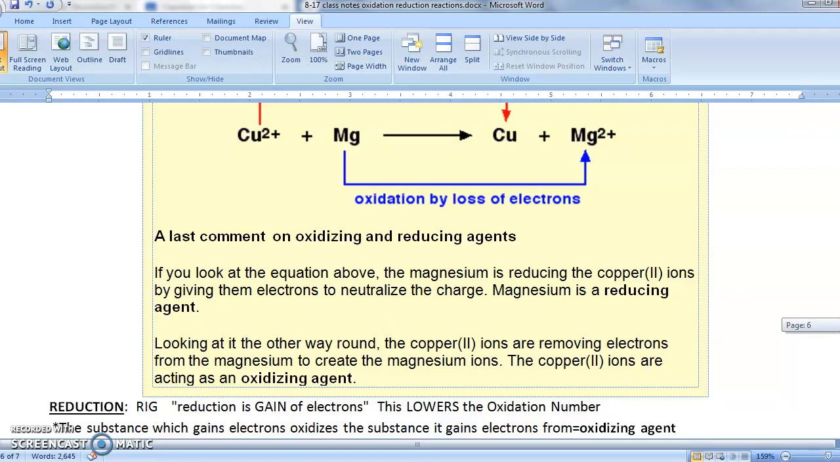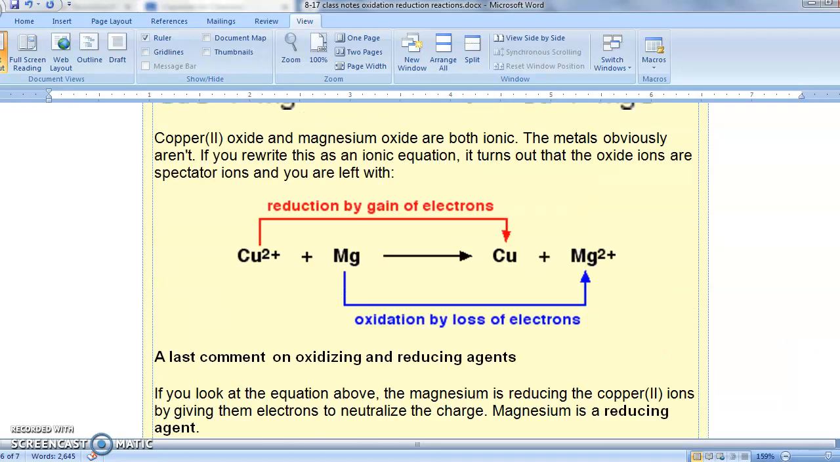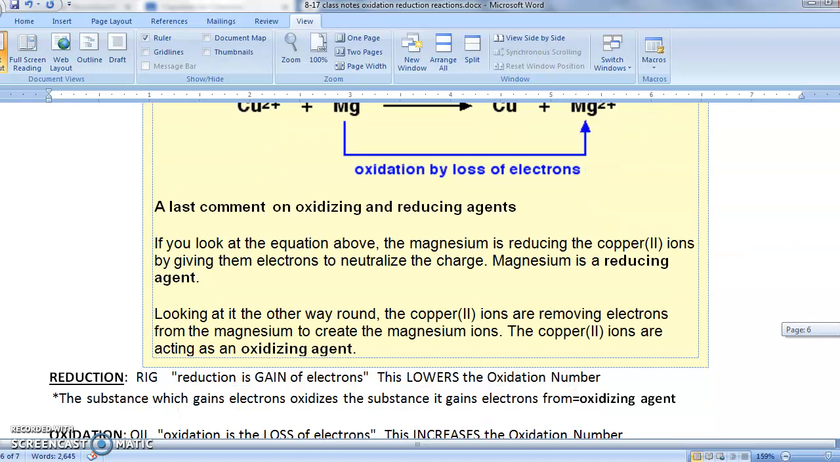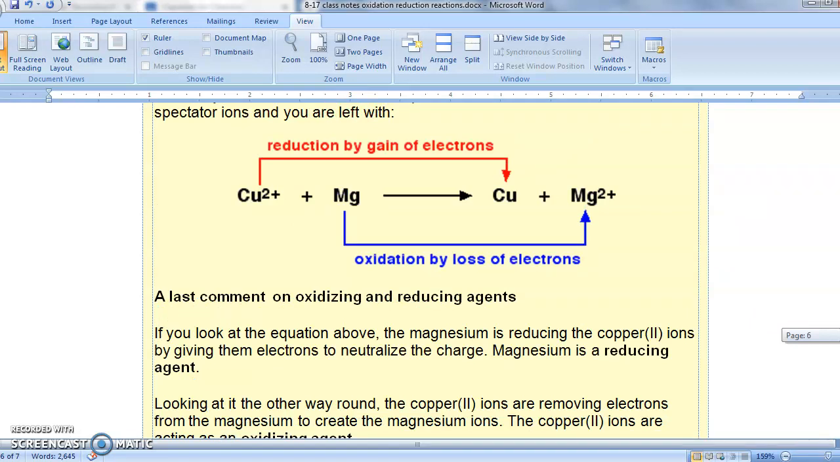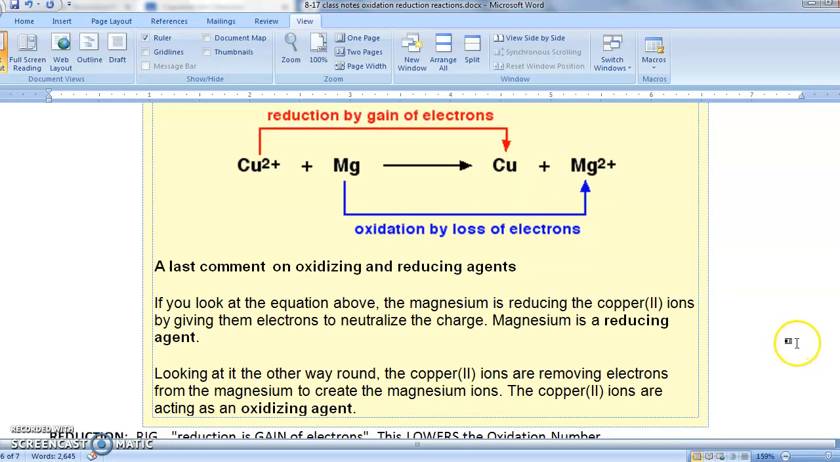So what about our agents there? Well, the copper ion itself was reduced. So copper must be the oxidizing agent. The copper ions are acting as an oxidizing agent. The magnesium itself was oxidized, so the magnesium must be acting as the reducing agent. The magnesium is the reducing agent here.